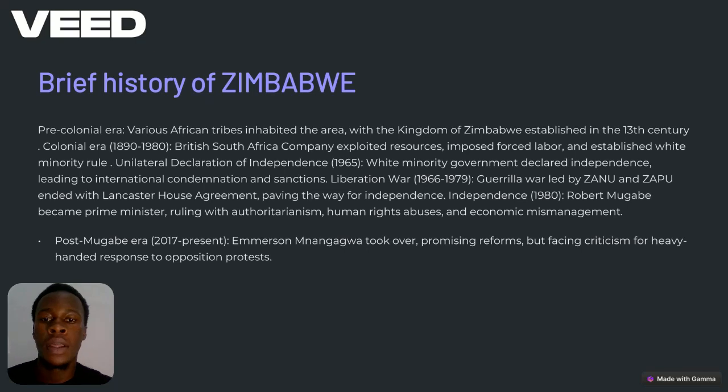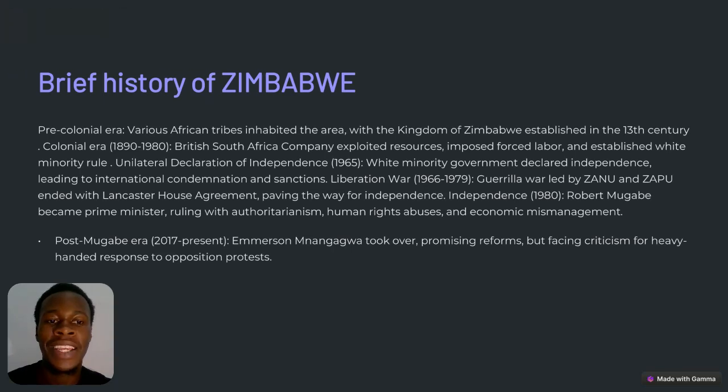Brief history of Zimbabwe. Pre-colonial era: various African tribes inhabited the area, with the Kingdom of Zimbabwe established in the 13th century. Colonial era, from 1890 to 1980: the British South Africa Company exploited resources, imposed forced labor, and established white minority rule. Unilateral declaration of independence of 1965: the white minority government declared independence, leading to international condemnation and sanctions.